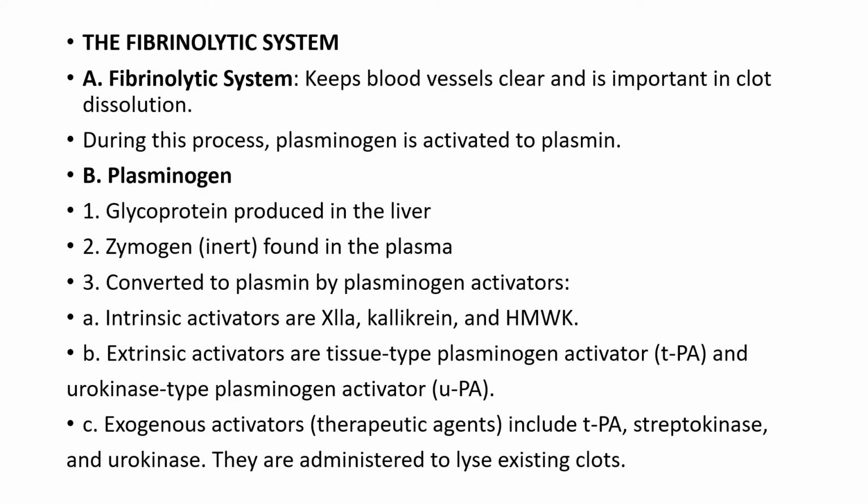This is converted to plasmin by certain activators. So these activators are, letter A, intrinsic activators like factor 12A, kallikrein, and high molecular weight kininogen. Another one, letter B, is extrinsic activators. That includes TPA or tissue plasminogen activator and urokinase type plasminogen activator or UPA. Then letter C are exogenous activators that include therapeutic agents like, again, TPA from outside, streptokinase, and urokinase. So they are drugs or medicines that are administered to lyse existing clots.